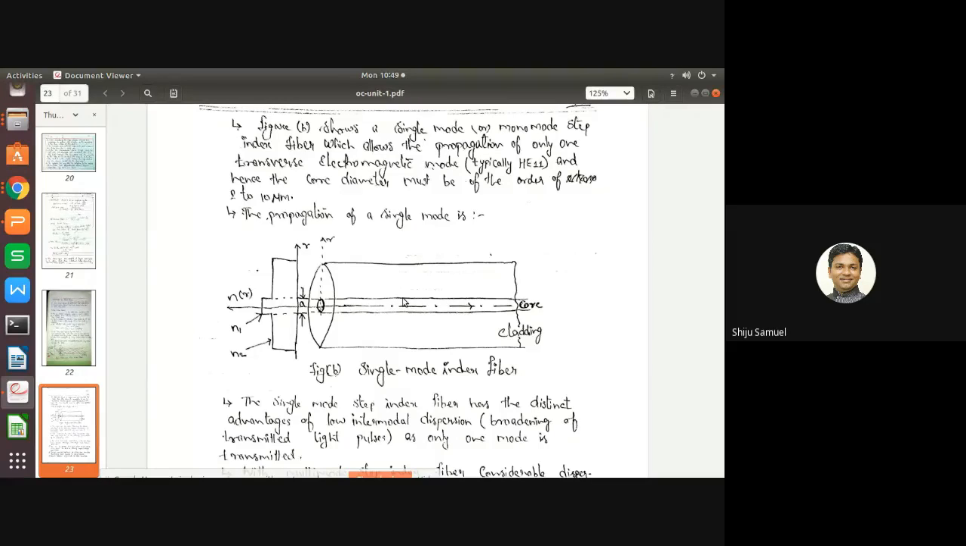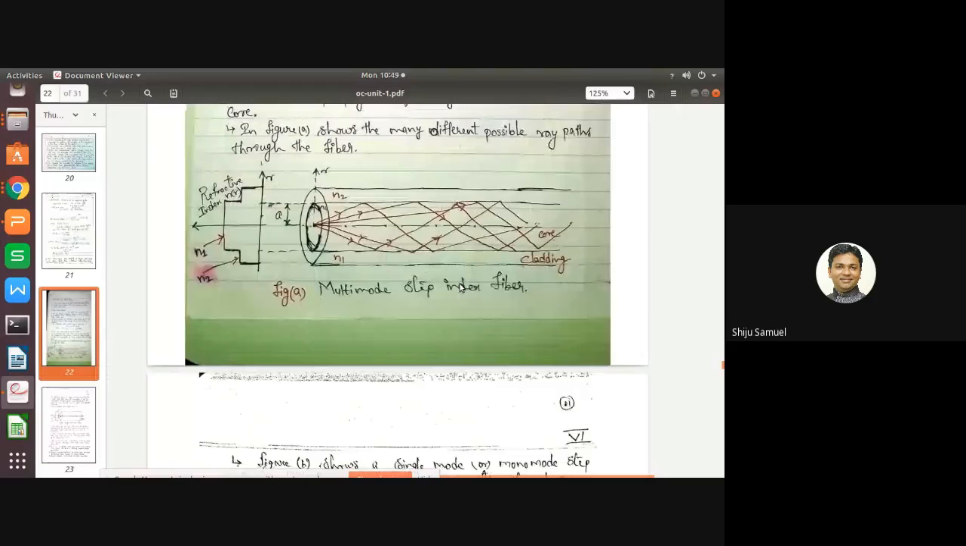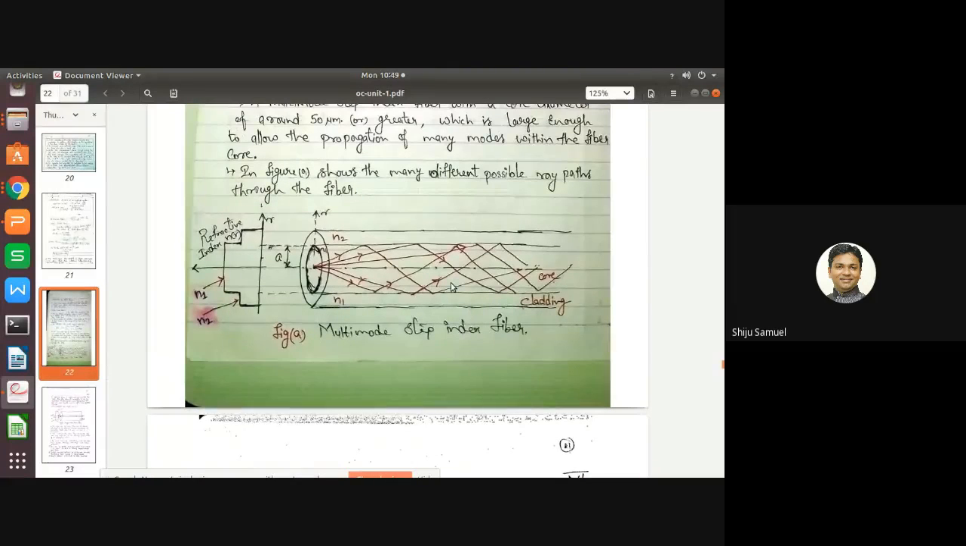Now, if you are observing the small a, it is the diameter of core. Small r is in the air medium, or otherwise we can say the entire air medium, whose refractive index comes under n of r. Now observe this picture. This is the multimode step index fiber.